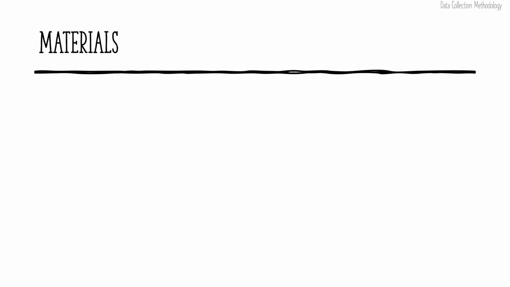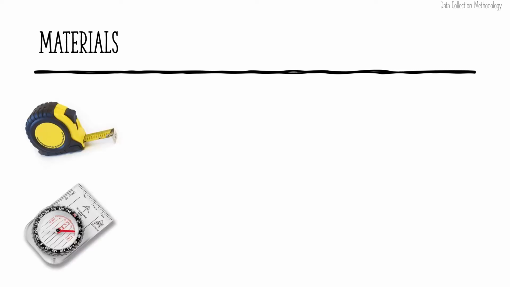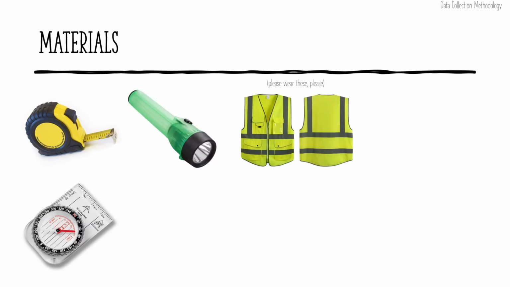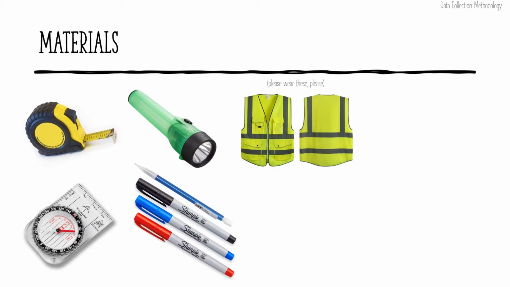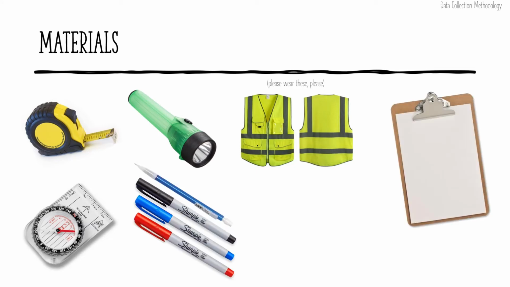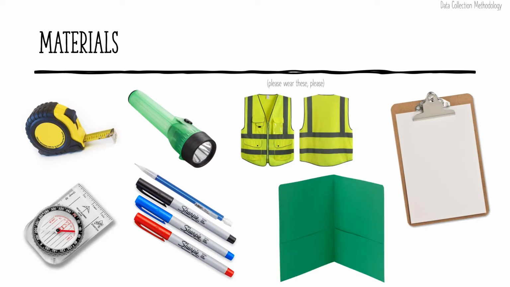Each partnership will be provided with the following materials for collecting data: a retractable tape measure, a handheld compass, a flashlight, 2 reflective vests to wear when you're out collecting data, writing utensils, a clipboard with some important references, and a folder full of maps and blank data sheets. I'm going to take some time now to break down the purpose of all of these materials.